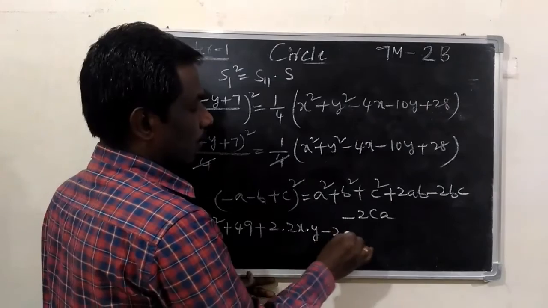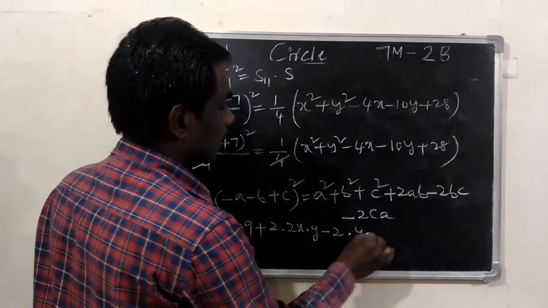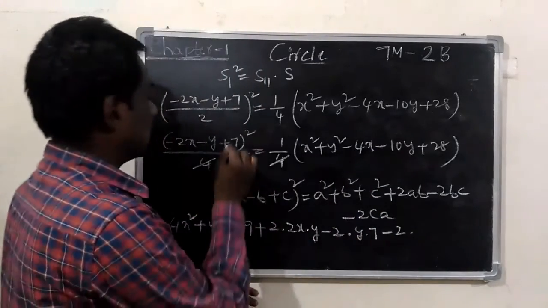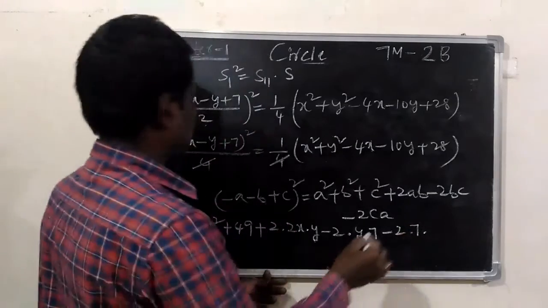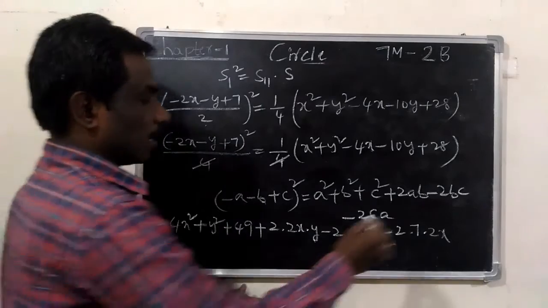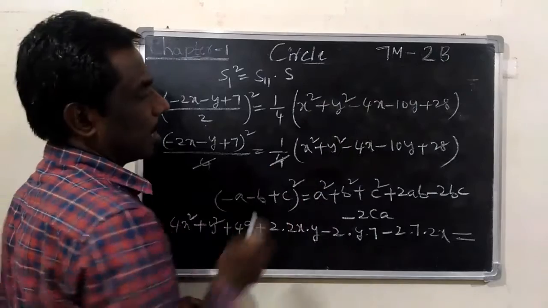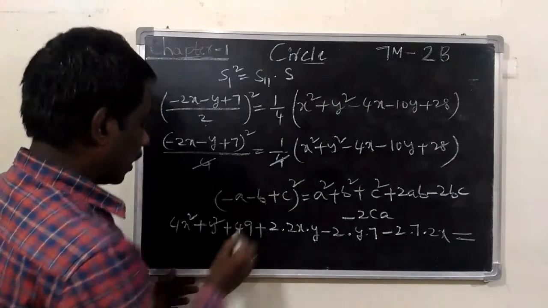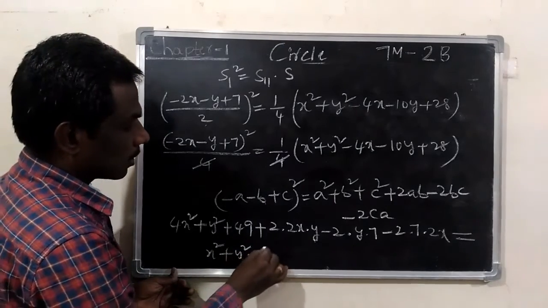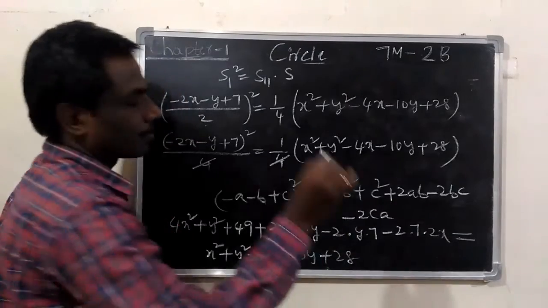Minus 2bc, b is what? y, c is 7. Minus 2ca, c is 7 and a is 2x, is equal to... 1 into anything is equal to the same thing. So 1 into x square is x square plus y square minus 4x minus 10y plus 28.